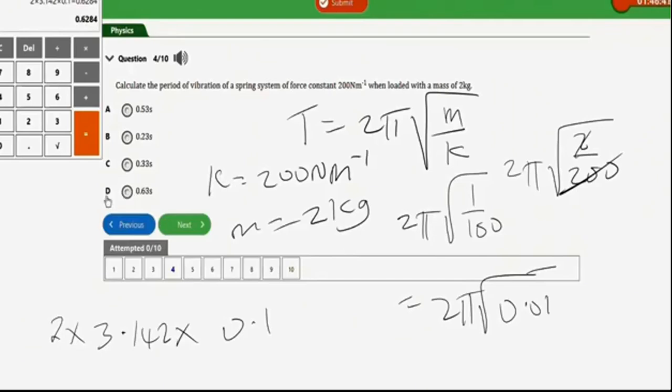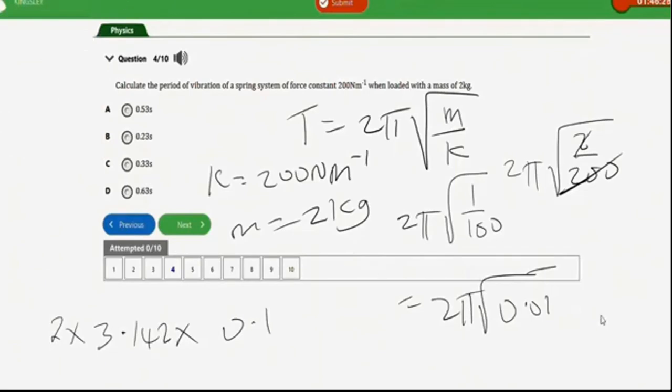So the correct option in this question is option D, 0.63. That will be the period of vibration of the spring system. Okay, so that's it for this question. Let's wipe this and solve the next repeated question.